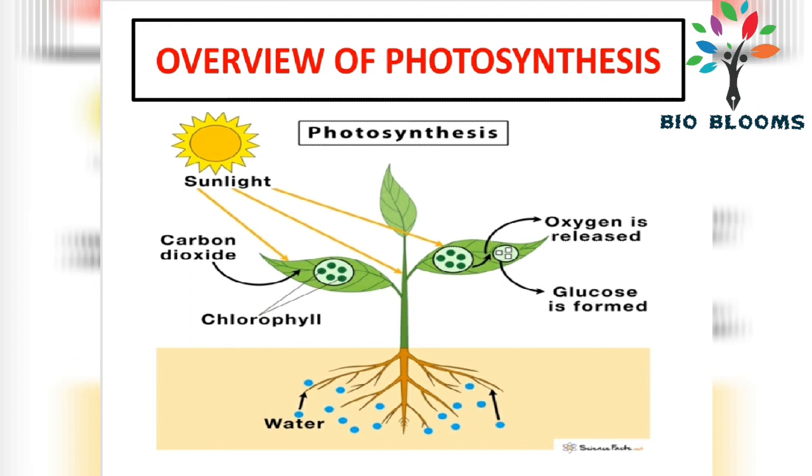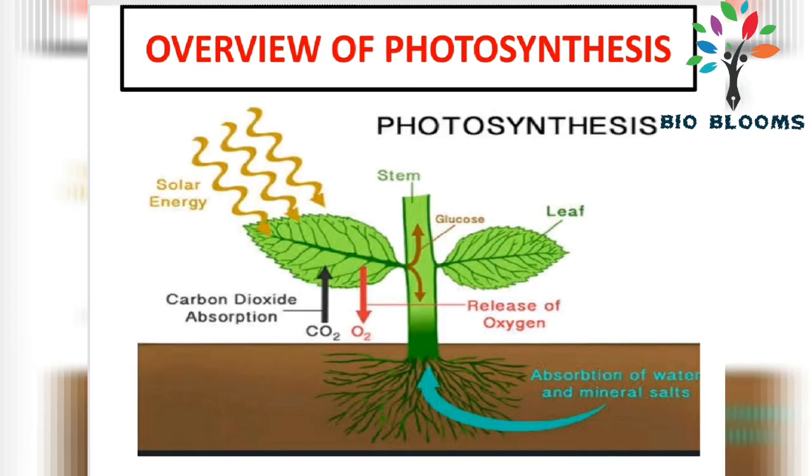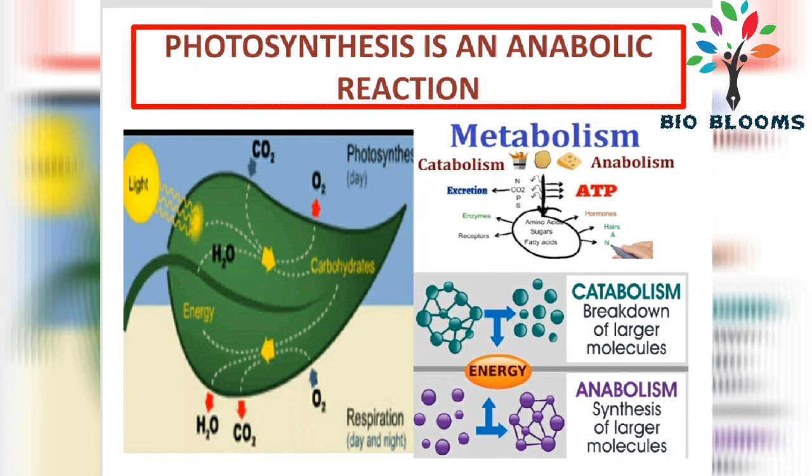Next, if you see the overview of photosynthesis, what we discussed. So photosynthesis, sunlight, carbon dioxide, chlorophyll, and if you see there, chlorophyll is present on the leaves. And what are the end products? Oxygen is released and glucose is formed. Here also an overview is given. See it carefully. So here the stem and stem based leaves, and here absorption of water takes place through the roots, and release of oxygen you can see.